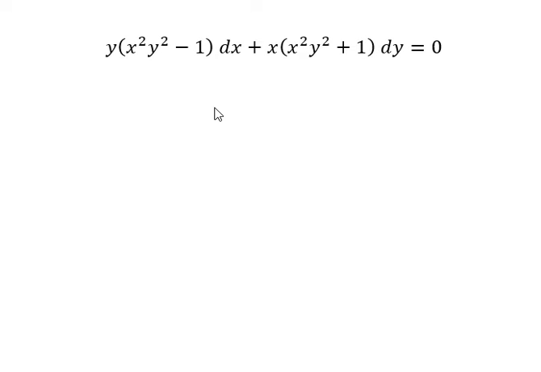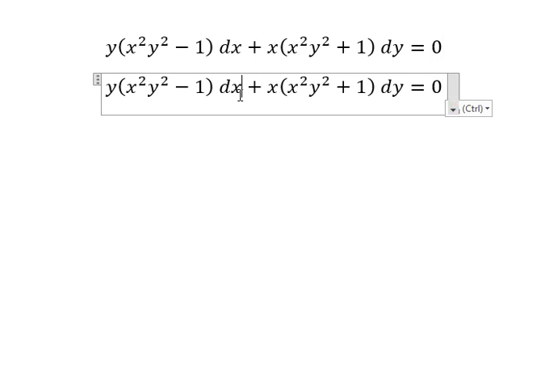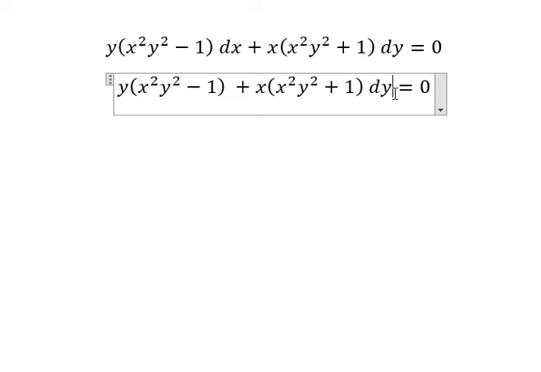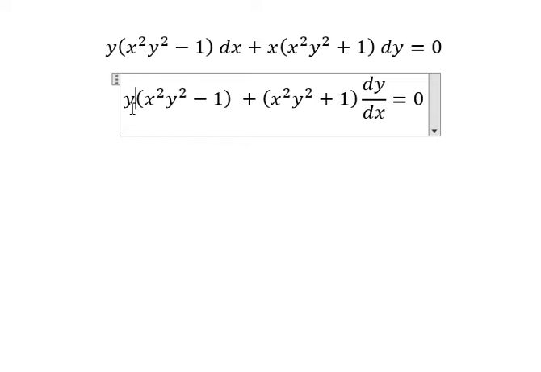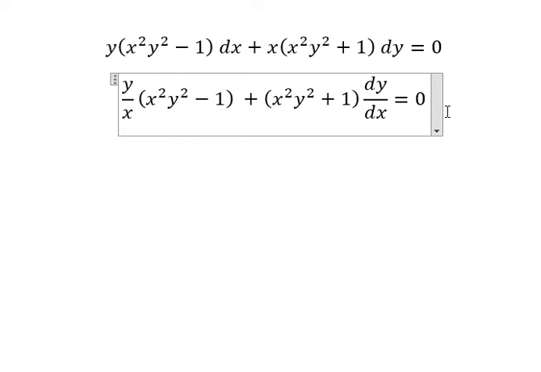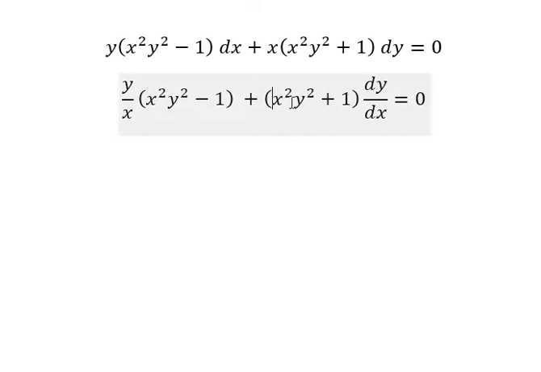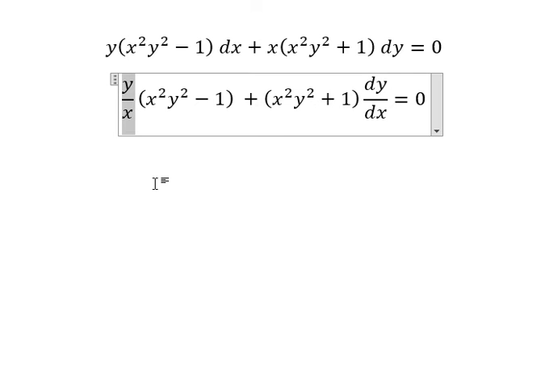So now I want to show you how to answer. So we divide both sides by dx. Next, we divide both sides by x. So we have xy and y over x.